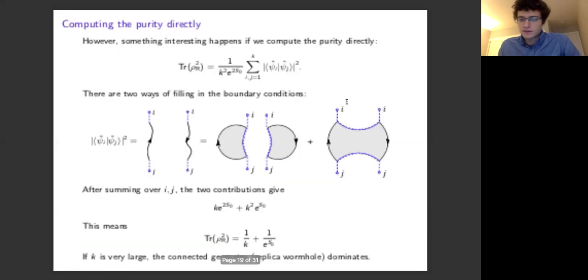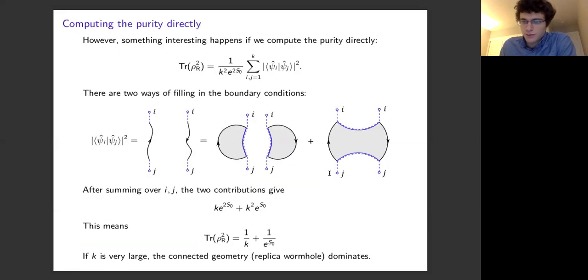So this is going to solve the problem with the entropy. We're going to use this to compute the entropy in a moment, and we're going to see that this gives us the right answer for the entropy. It corrects the Hawking answer and gives us the Page answer.